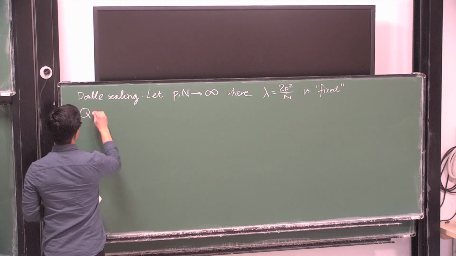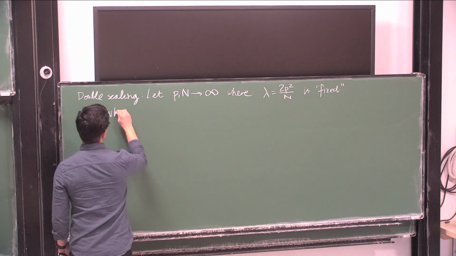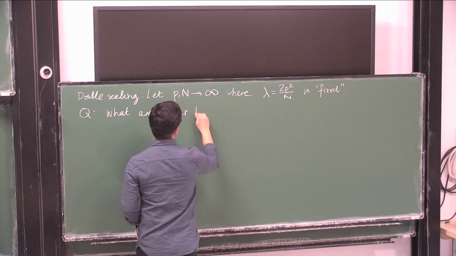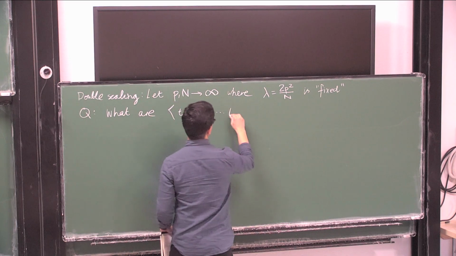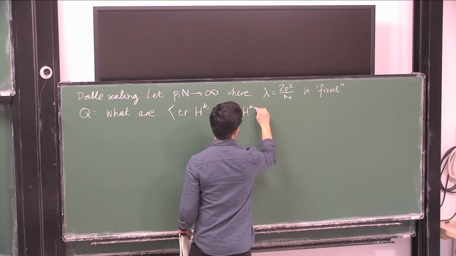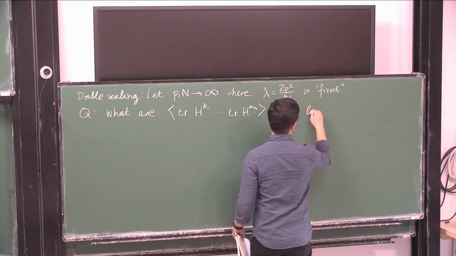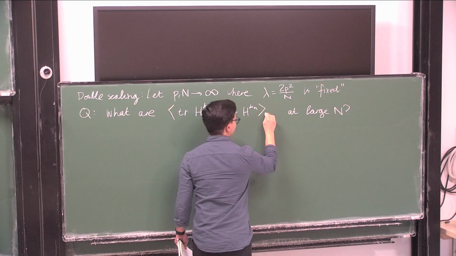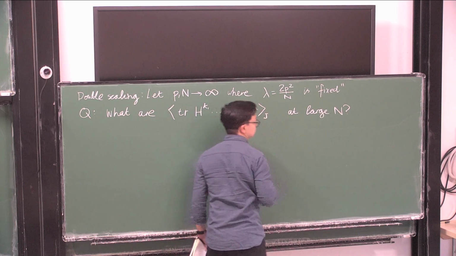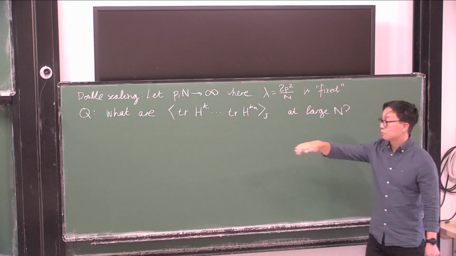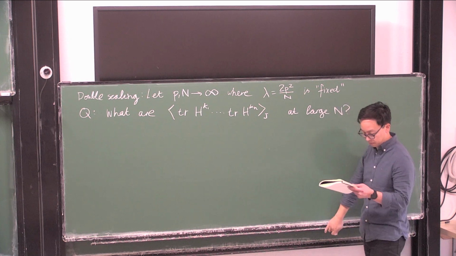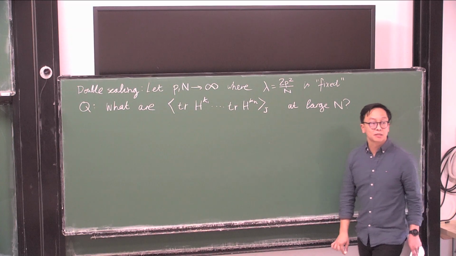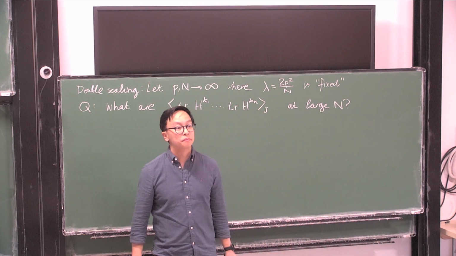Okay, and so what would a natural question be? Of course, you might ask for correlators. So you can ask what is something like this at large n. Here I'm going to put a little j to emphasize that we're averaging over these Gaussian couplings. Sorry, the trace means you take a trace over the Fock space. And then the bracket means you take the average over J.